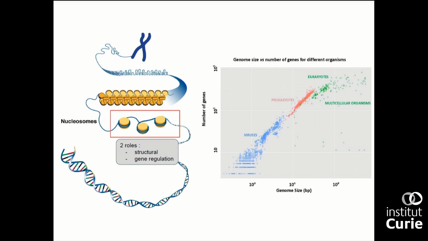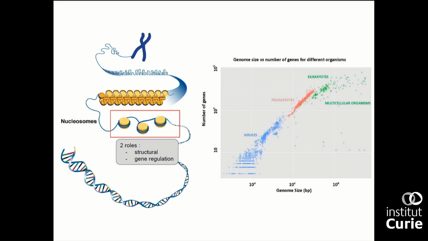And this is what you see here in this graph. In this graph, what I represented is the number of genes, being the number of proteins that are encoded within the genome, to put it simply, with respect to the genome size. And this is log-log scale. You see a very linear relationship between the number of genes and the genome size for viruses and prokaryotes. Prokaryotes don't have a nucleus, they don't have nucleosomes. So basically what it means is that for these organisms, genomes are just a collection of genes put side by side.